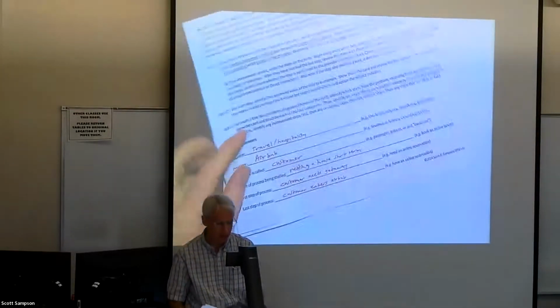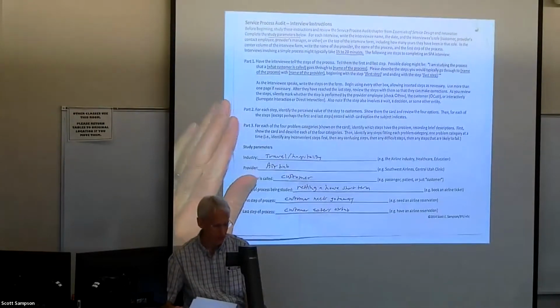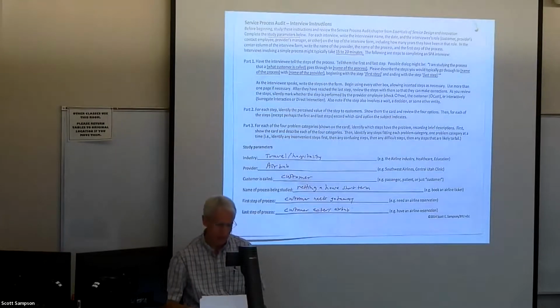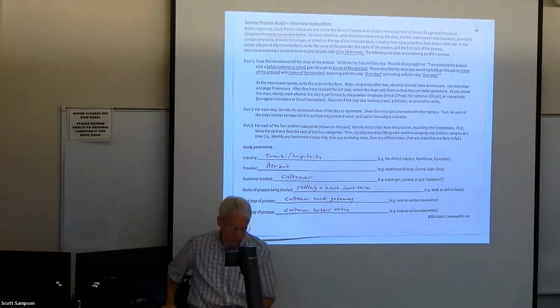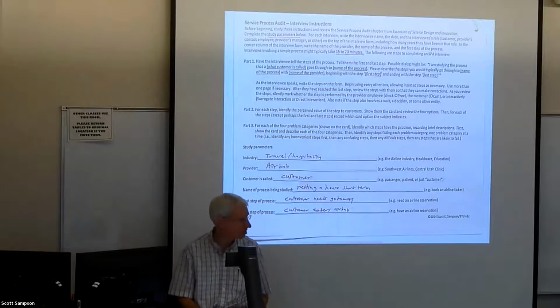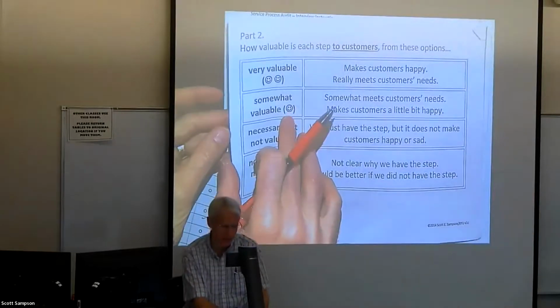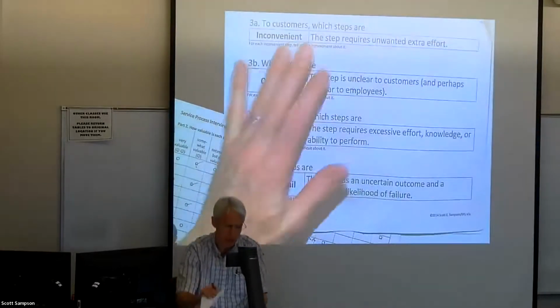All right, third and final part of the interview phase is, for each of the 4 problem categories shown on the card, identify which steps have problems, recording a brief description. So first show the card and describe the 4 categories, then identify the steps. So can I get this back, please? I'm going to tear off this part 2 and show you part 3 here.